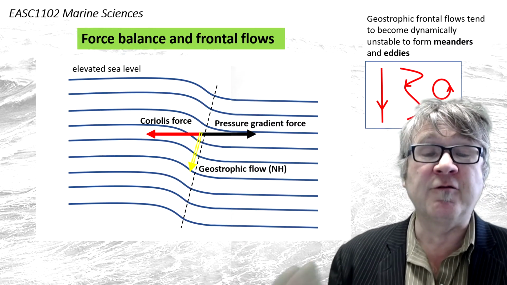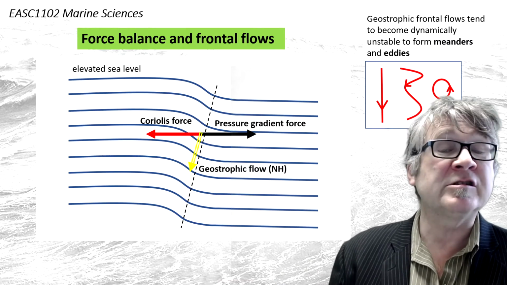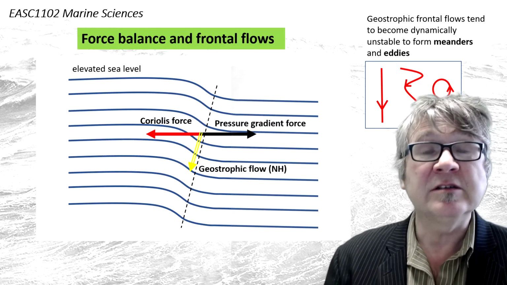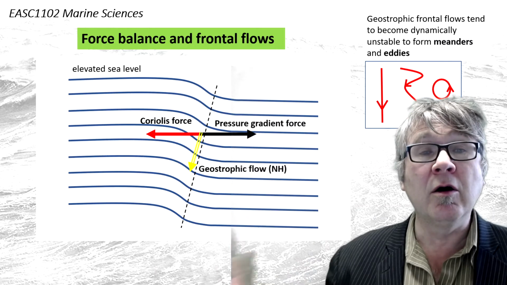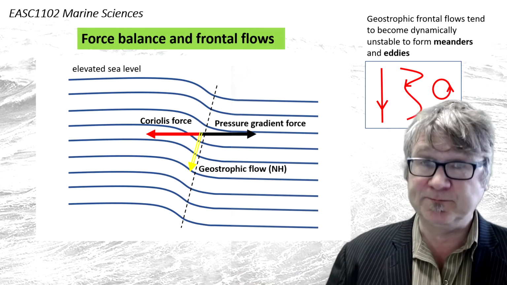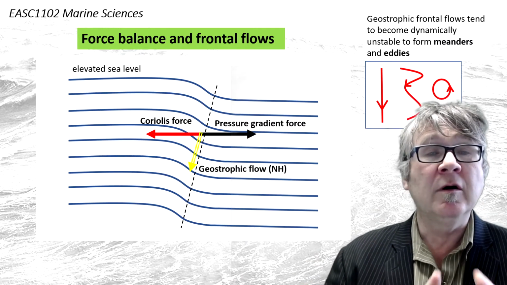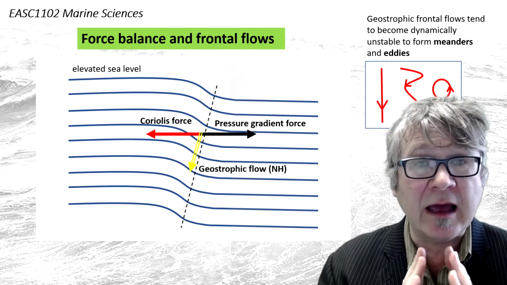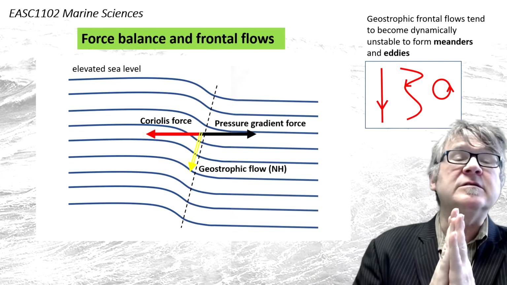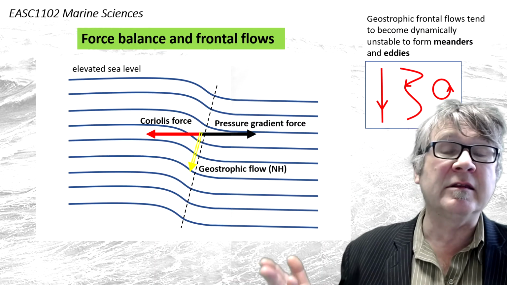And so the frontal flow is the flow that runs along the front, geostrophic flow. It's shown here for the northern hemisphere, and in the southern hemisphere it would go in the opposite direction. So you get flow which runs along the front and not across. Okay, and if you are some particle or some float, you will be moved with that flow along the front.